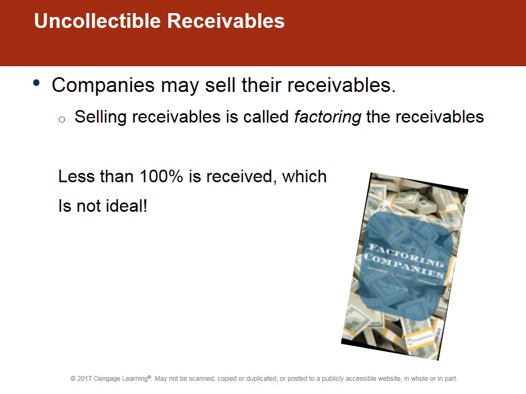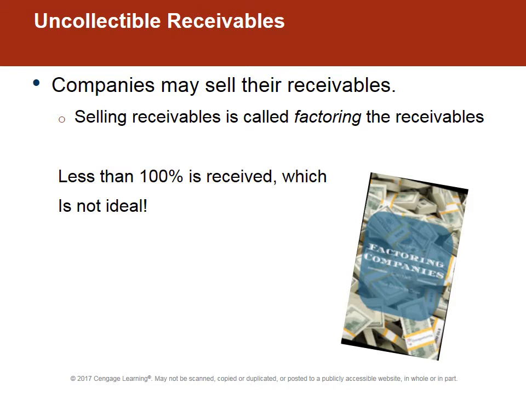It has been well noted that some major corporations are so big that they don't pay their bills on time because they know that their vendors can't afford to lose them as a customer. So sometimes companies will sell their receivables, and when they do so, it's called factoring their receivables. Less than 100% is received, and of course that's not a good thing, but there are factoring companies out there. Sometimes a bank will factor a receivable.